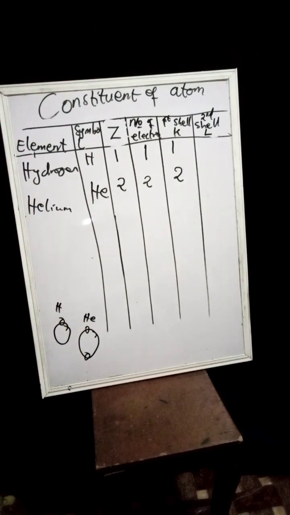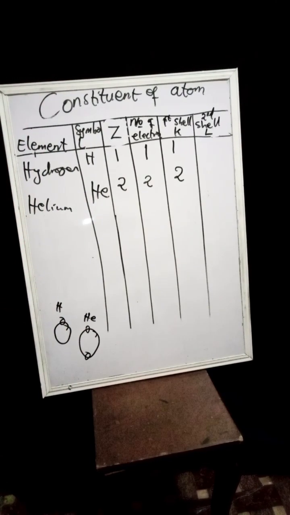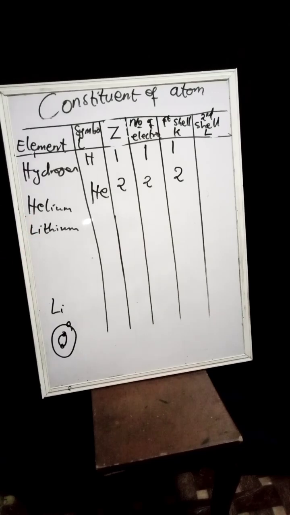Now let's consider lithium. You can remember that the first shell accommodates a maximum of 2 electrons. 2 electrons is what fills up the first shell. It cannot accommodate more than 2 electrons. After filling the 2 electrons, we move to the next shell. Every other shell will accommodate a maximum of 8 electrons.